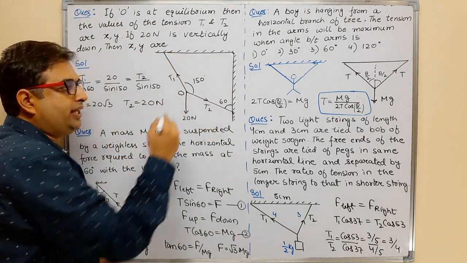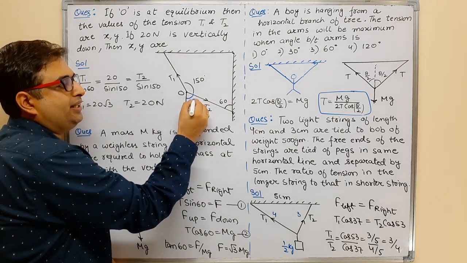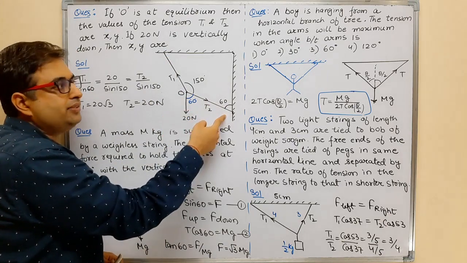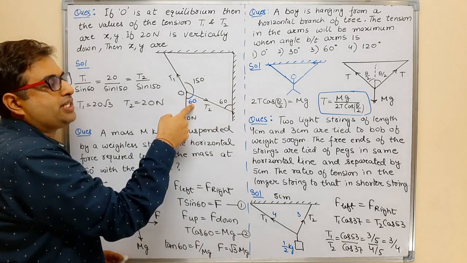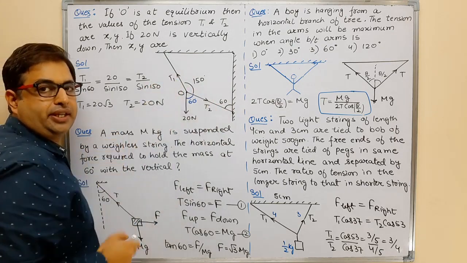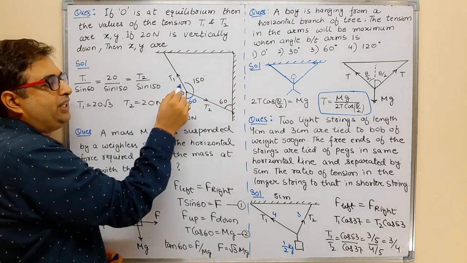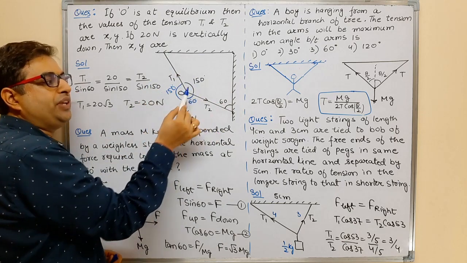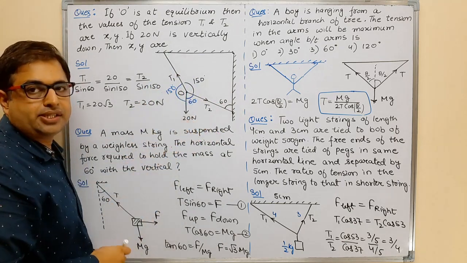This is 60 degree. Then this is alternate angle, again 60 degree. Right? Alternate interior angle. This is 150, this is 60. What is the total angle? Total angle is 360 degree. So 150, this is also 150. 150 plus 150 plus 60 is 360.